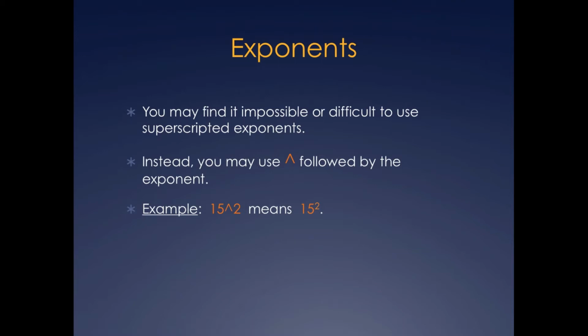So for example, if you write that between a 15 and a 2, what you mean is 15 squared. 15 with an exponent of 2. Of course, that's 225.